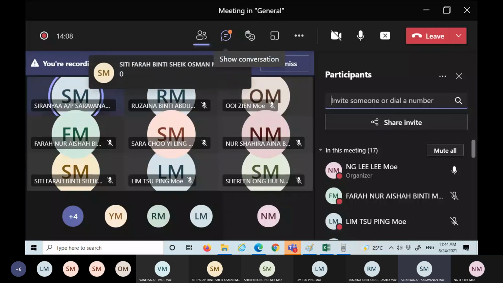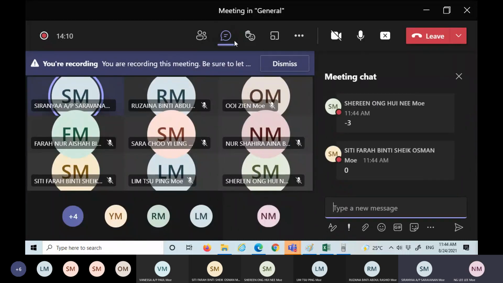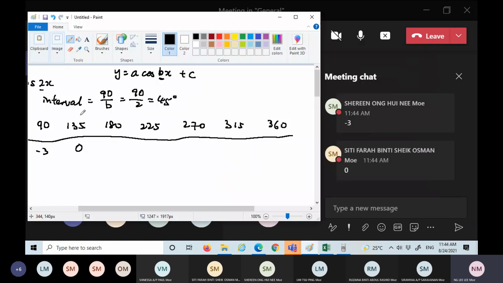Siranya, -3. Wait, Sirania, you are doing which X? 270. Okay, this is -3. Okay, Siti Farah doing 315. Okay, she said this is 0. Serene, Sophia doing 360. She said this is 3. Very good.